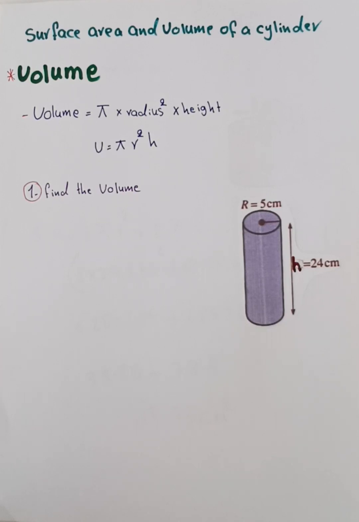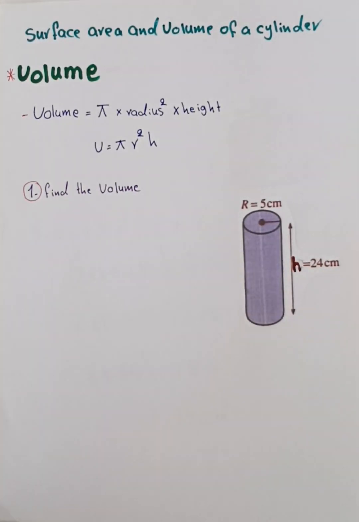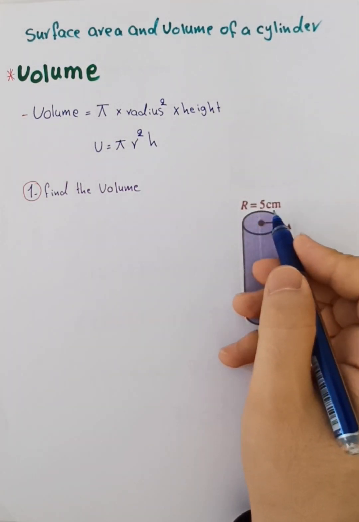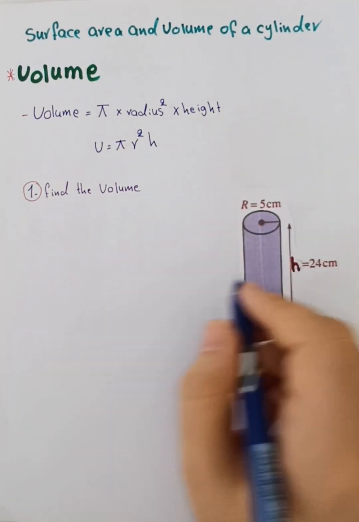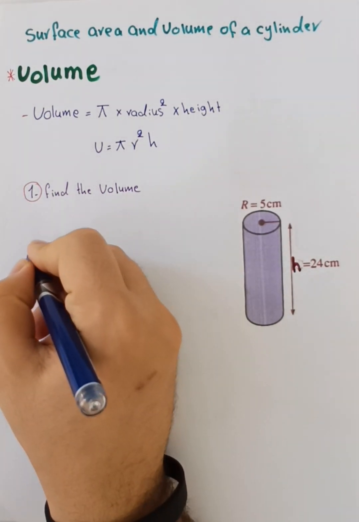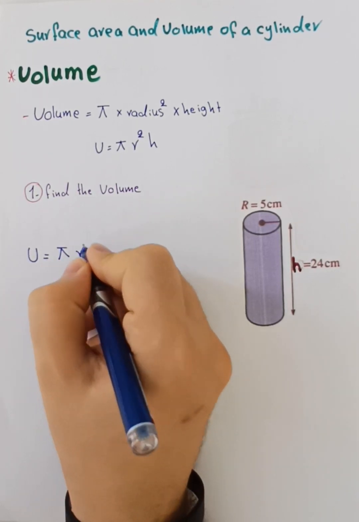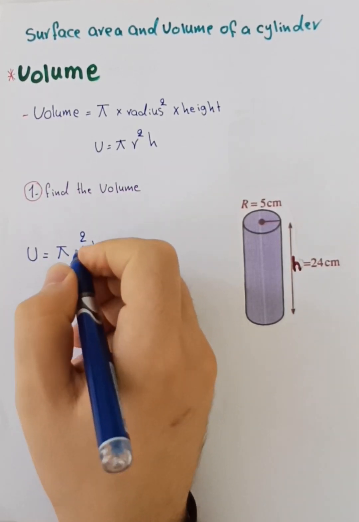Example number 1 for volume, how to find the volume for this cylinder. The radius is 5 centimeters and the height is 24 centimeters. The rule is V equals pi r squared h.